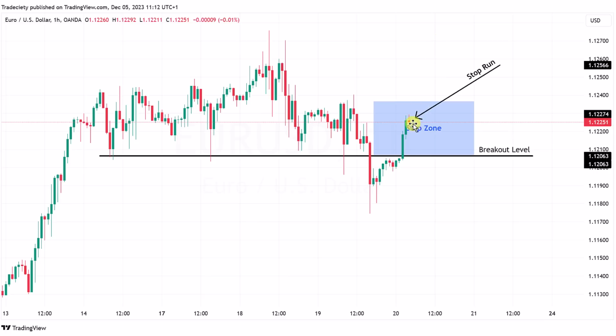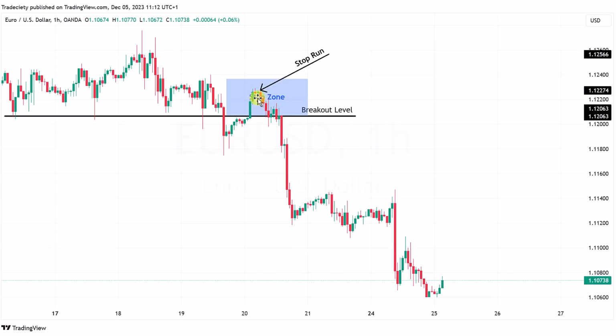But if we see strong selling come in, like what we see here now, that's where you have your stop run confirmed. So the market pushes into the zone, frees up all the stops, gives you the bearish continuation signal here. The market doesn't move higher. And now is a good time to go short.